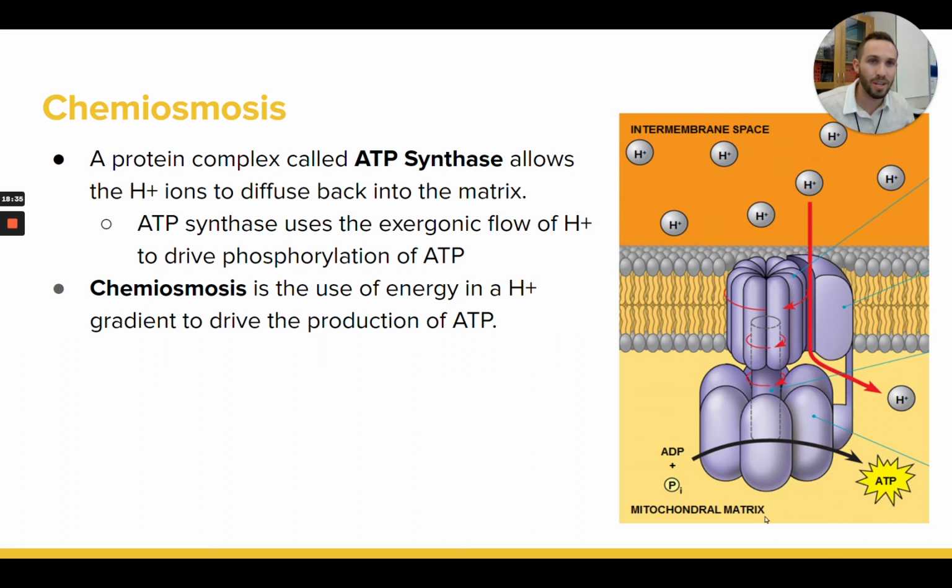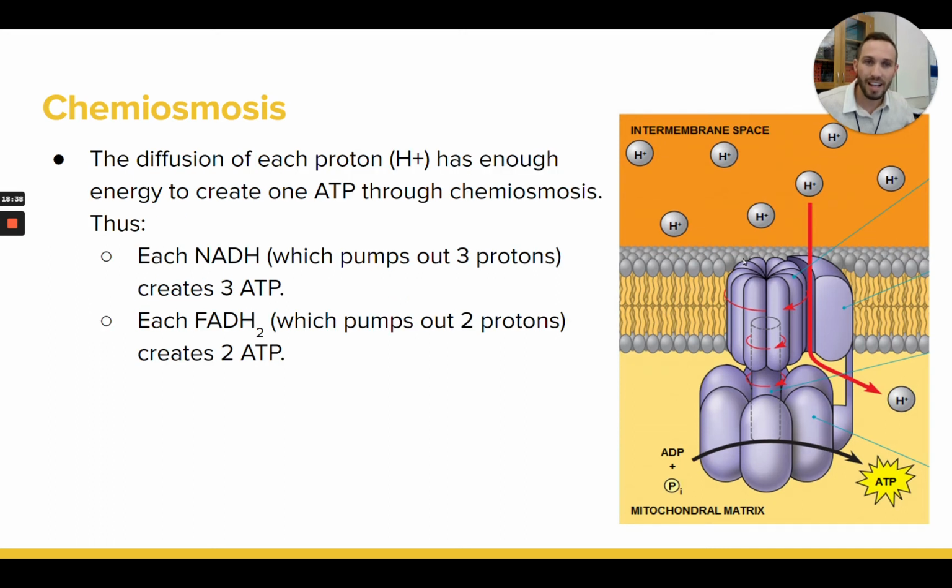We call that chemiosmosis. And so theoretically, and this is where the math gets a little sketchy because this is not totally accurate, but for the purpose of this class, it makes it simple enough to be true enough to think through until you learn that I'm lying to you a little bit. Technically, this is kind of a lie, but we're going to pretend it's true. Each hydrogen ion traveling down its concentration gradient is enough energy to make 1 ATP.